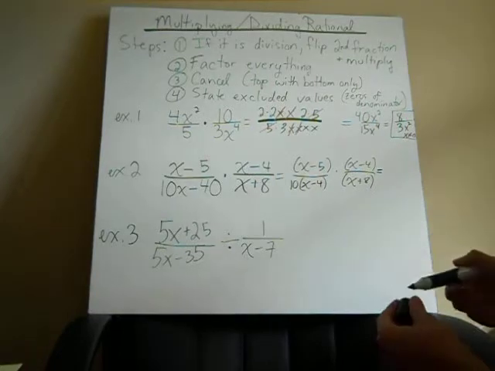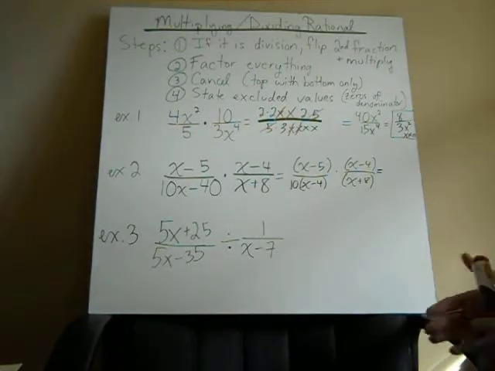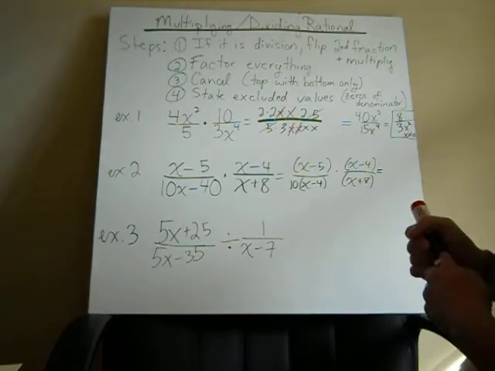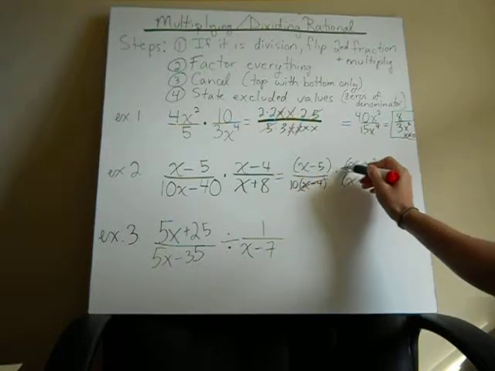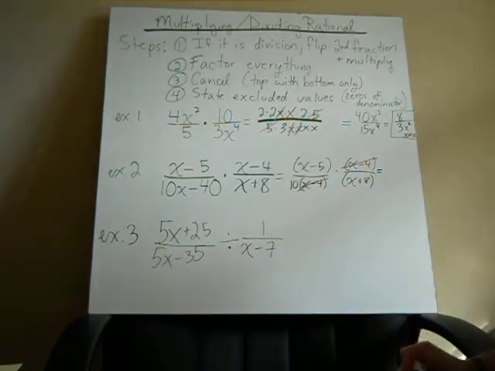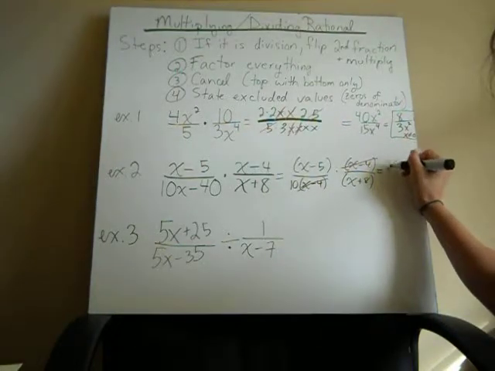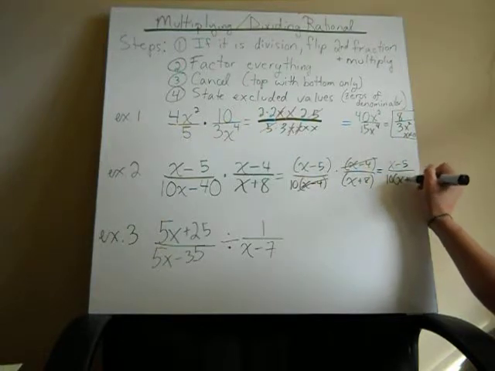So in this we're looking, what do we have in common? What can we cancel out? And you can only cancel the top with the bottom, but they don't have to be right above each other. So right here, the x minus 4 cancels with the x minus 4, and you're left with x minus 5 over 10 times x plus 8.